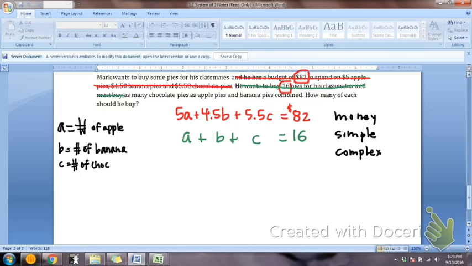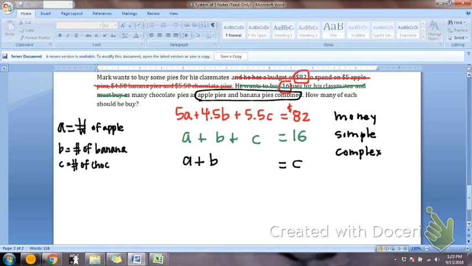He's 16 pies. Okay, and then my third equation, I need to buy as many chocolate pies as apple and banana combined. How could I write apple and banana combined? A times B? If I combine our ages, are we going to multiply our ages together or add them? We're going to add our ages together, right? So if we combine apple plus banana, I should get chocolate. Okay, so this was maybe our complex equation. If I add apple and banana together, I should get the chocolate.